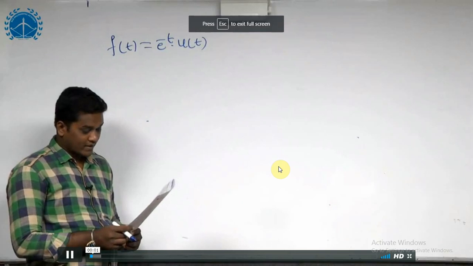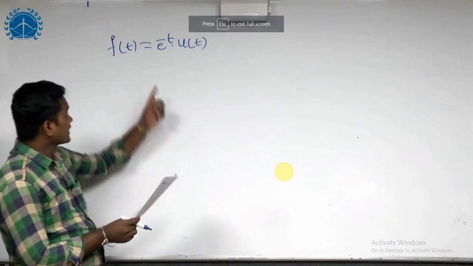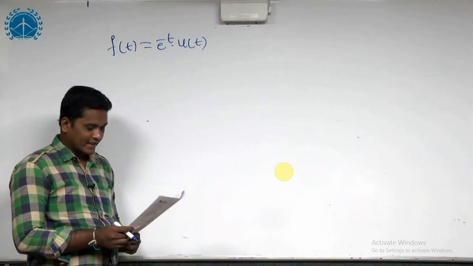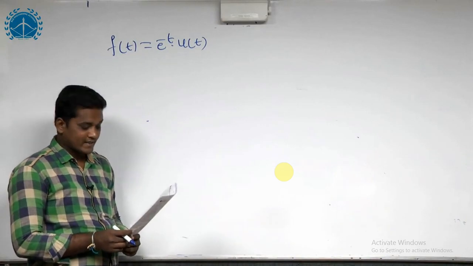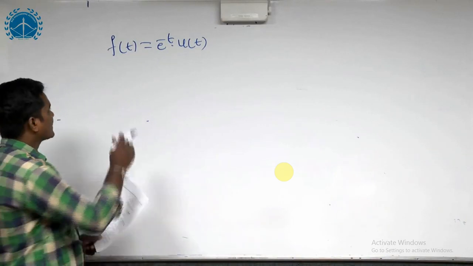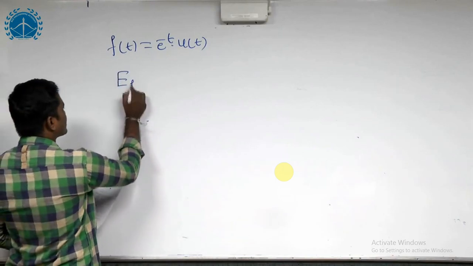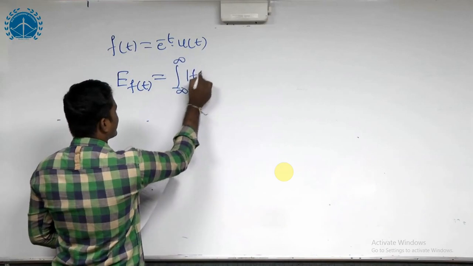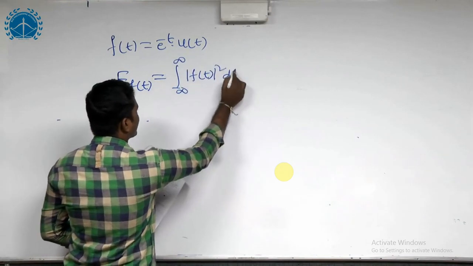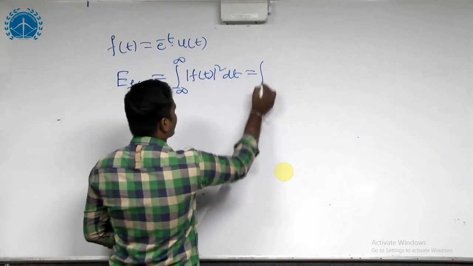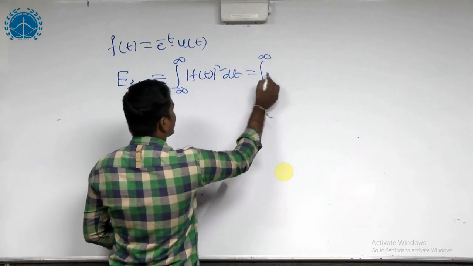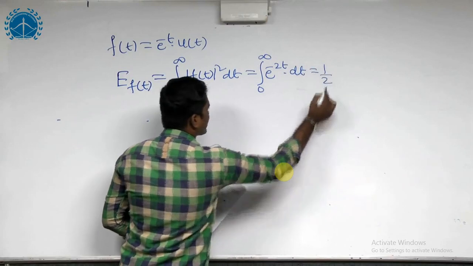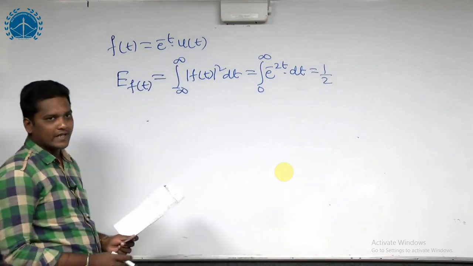The question is, what percentage of total energy in the signal f of t equal to e power minus t into u of t is contained in the frequency band mod omega less than 7 radians per second. Okay, first let us find the total energy in the signal. So the total energy in f of t equals integration from minus infinity to plus infinity of mod f of t whole square dt. Signal multiplied with u of t, so integration 0 to infinity e power minus 2t dt. If you solve this integration, you are going to get 1 by 2. It is the total energy in the signal.